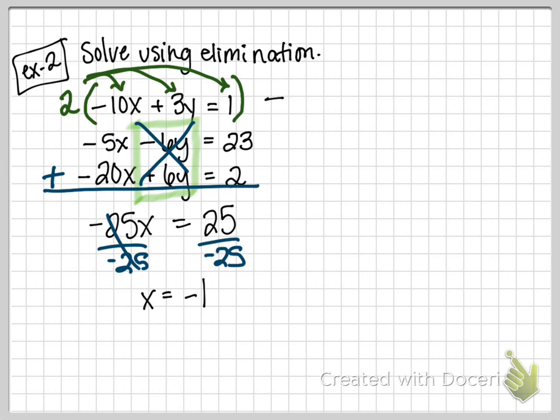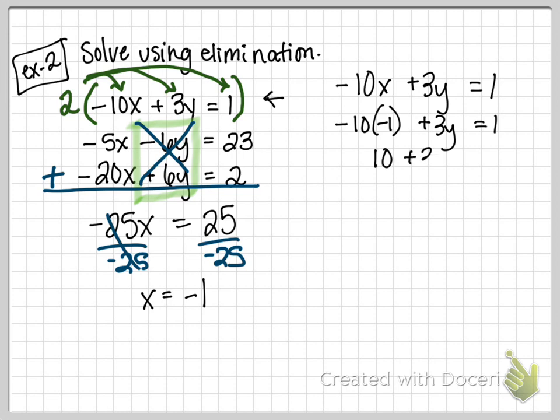I'm just going to use this one because I can see it still. -10x plus 3y equals 1. And I'm going to plug in a -1 for x since we just solved. You guys with me so far? Okay, so then we get +10 plus 3y equals 1.